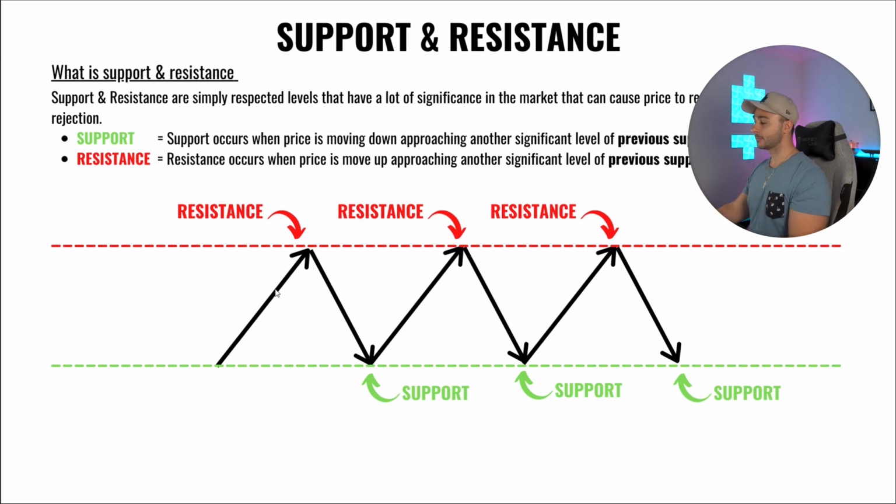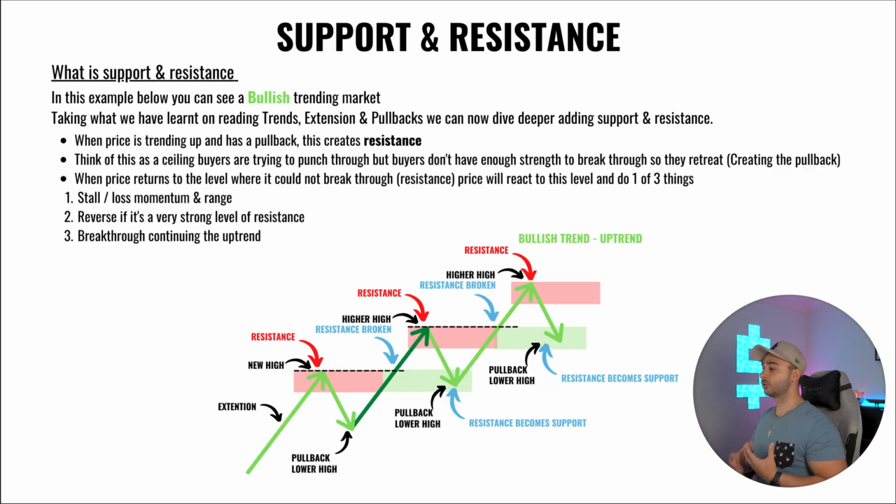As you can see, price moves up in this example, hits the top of this ceiling and then gets rejected coming down, back to the floor, gets rejected off the floor and then comes back to the ceiling, and so on. Now let's dive deeper into what defines support and resistance and how it really works. In this example below, you can see a bullish trending market, an uptrend.